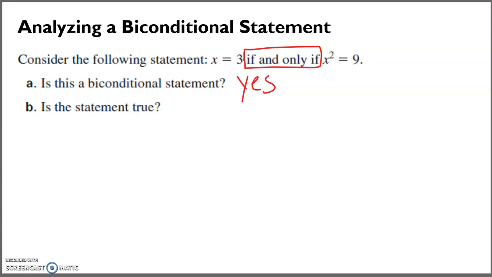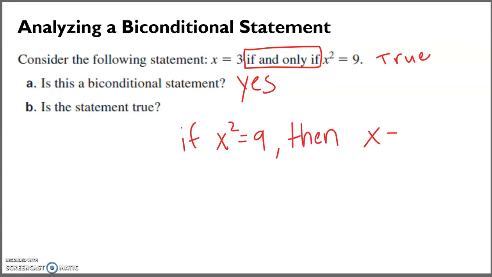Okay, now let's assess, is this statement true? Well, if x equals 3, does that mean that x squared equals 9? Now, in this direction, yes, it is true. But remember, biconditional means the argument works in both directions. So with this direction, yeah, that direction is true. But what about if we swap it? So if x squared equals 9, does that mean that x equals 3?